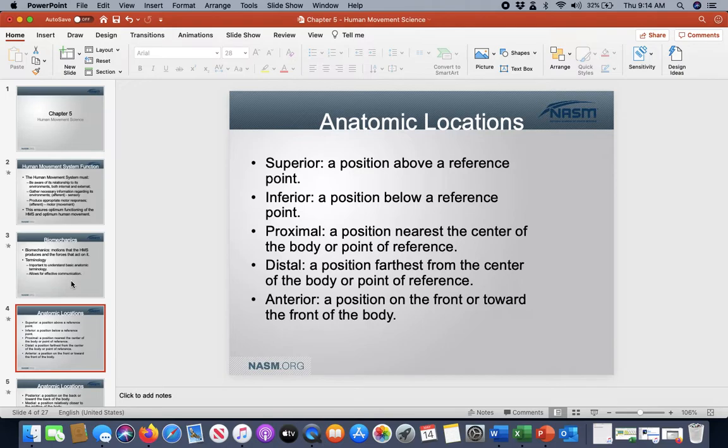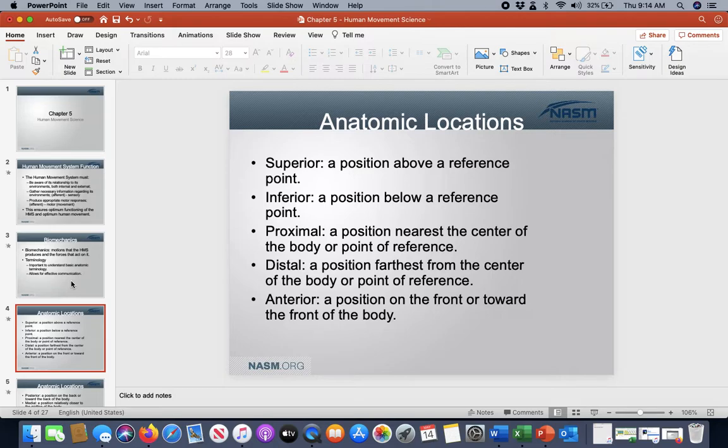Proximal basically means closest to the center of the body, or a point of reference, whereas distal means further away. So when you go through and learn anatomy in terms of different muscles, there's a proximal and a distal attachment site. One is more centrally located, one is further away.